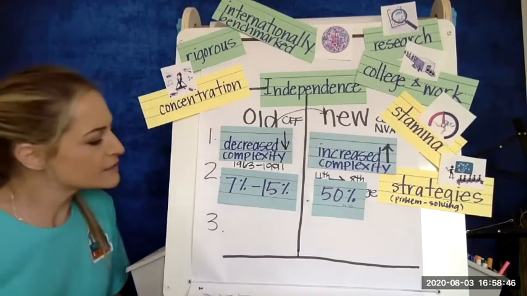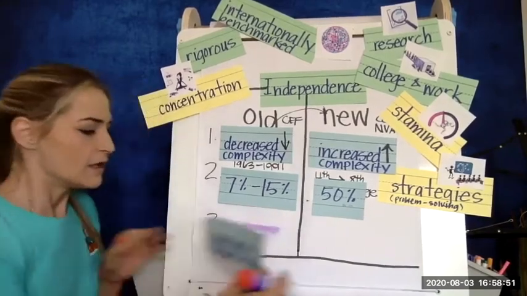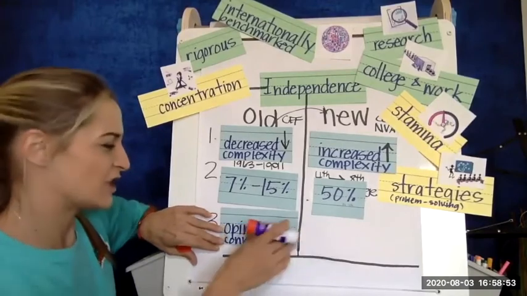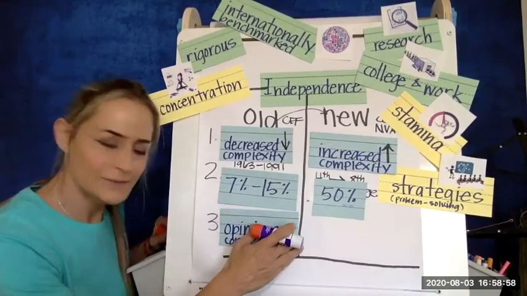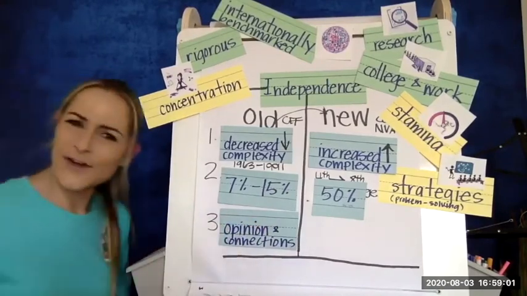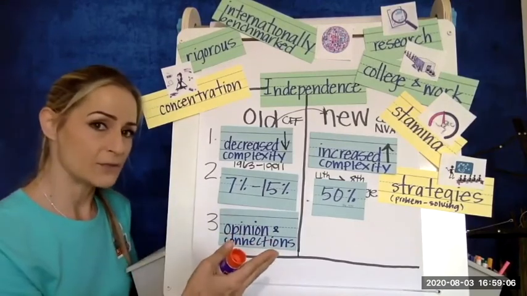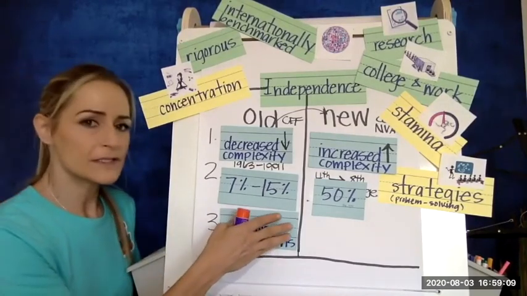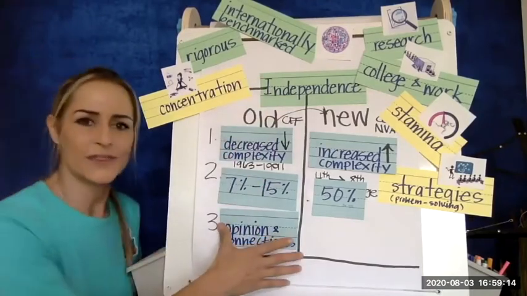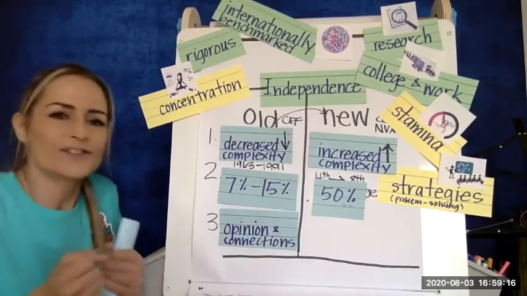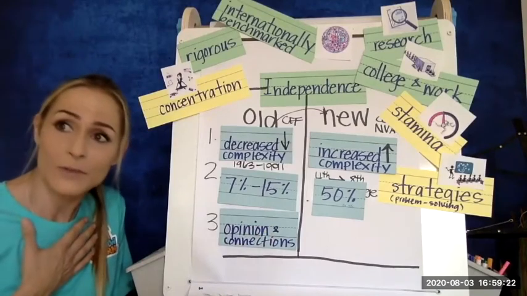In the old days, in the old ways, which I did teach, by the way, back in those days, opinion and connections was really what we focused on. So what was your favorite part of the story? Which character did you connect with? Does this book remind you of any other books that you read? And so really the purpose of reading with the old standards was, let's connect with this reading. Let's get touchy-feely and start understanding the characters and which one I'm like and what my favorite part of the book was.